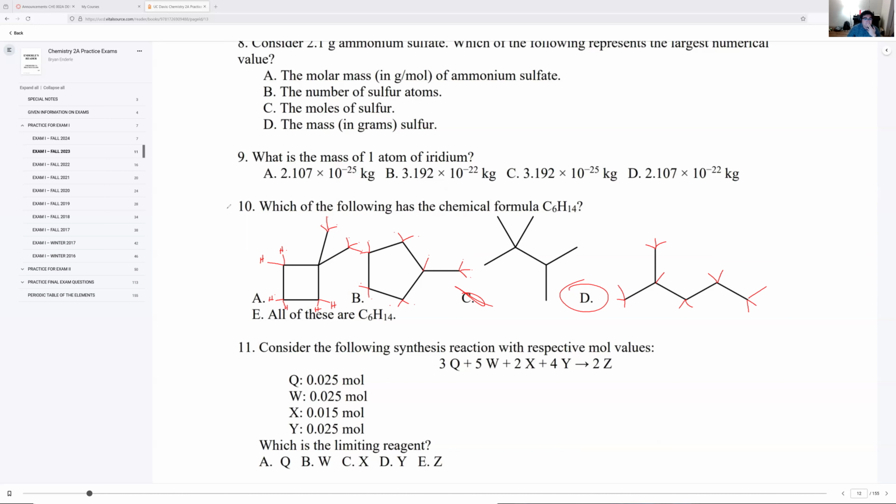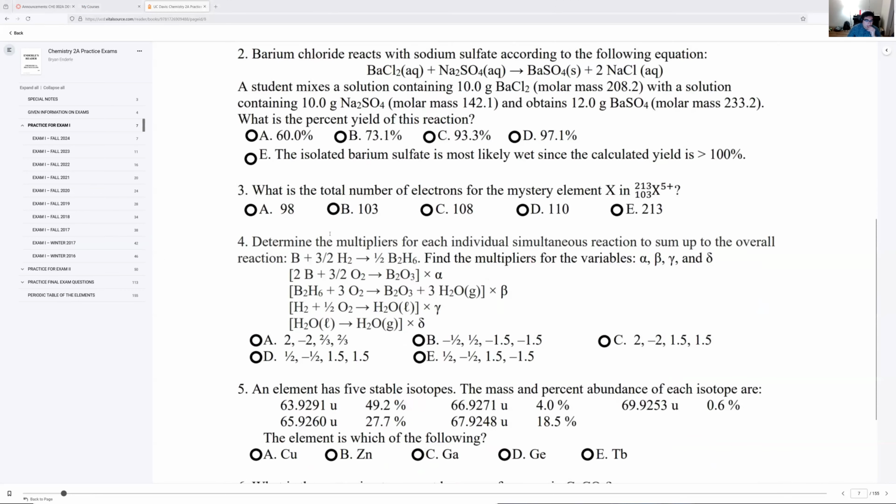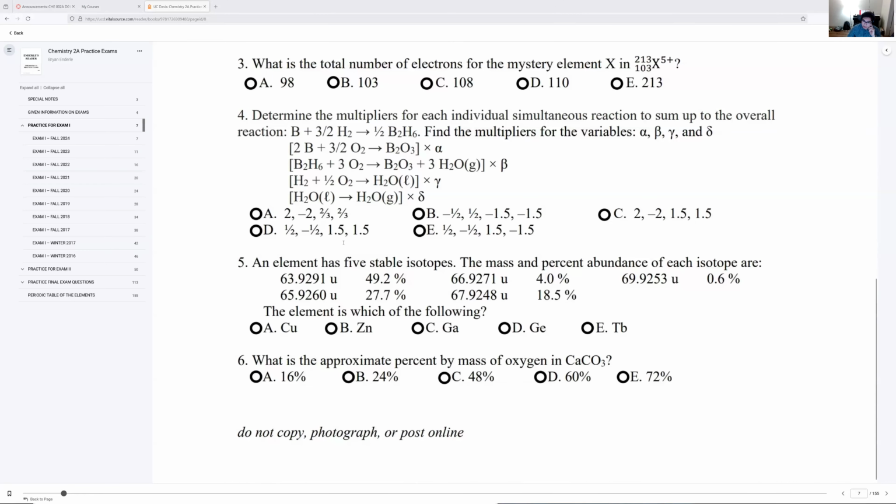Number five on which one? 2024. Number five says an element has five stable isotopes, and gives the percent abundance of each. So for number five, all you have to do is a weighted average. That's what it is. It's just a weighted average.